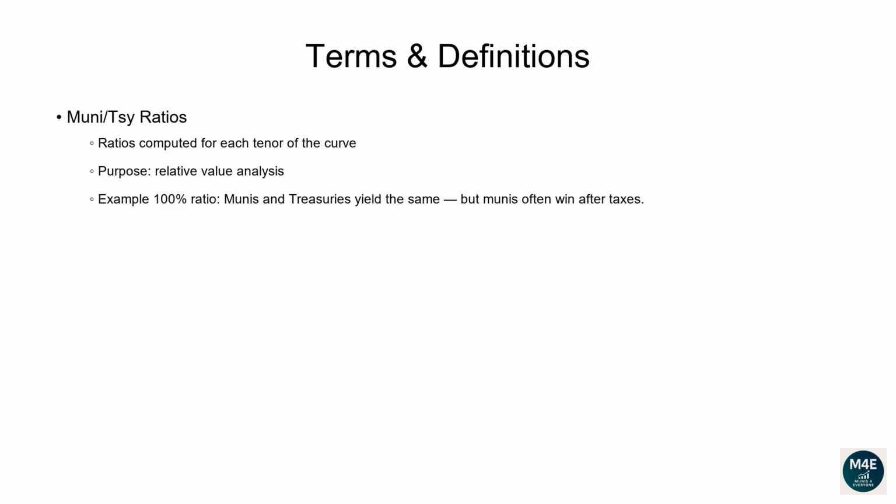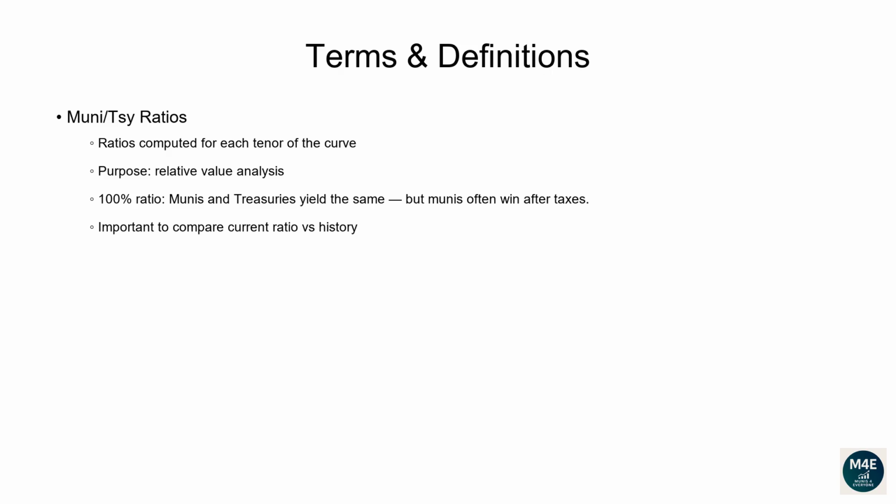If, for example, the 30-year ratio is 100%, that means the 30-year tax-exempt muni yield is the same as the 30-year treasury yield. However, the treasury yield is taxed, whereas the muni yield usually is not. Hence, in this case, you'd be better off holding a muni bond. In general, if the ratio is below 100%, one may think munis are rich compared to treasuries.